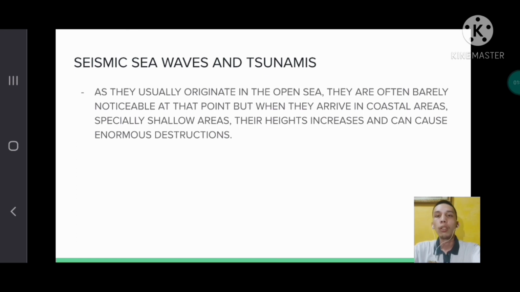So yung seismic sea waves daw talaga or yung tsunami is galing talaga siya sa open sea, kung saan nangyari yung underwater earthquakes, landslides, or yung volcanic eruptions. Tapos pag malapit na daw ito sa coastal area, lalo na sa mga shallow areas, yung mabababaw na tubig, yung height daw nito is lumalaki. Tapos nagdudulot ito ng malalaking pinsala, lalo na kung yung mismong papupuntahan nito is maraming tao or mga buildings, ganun.